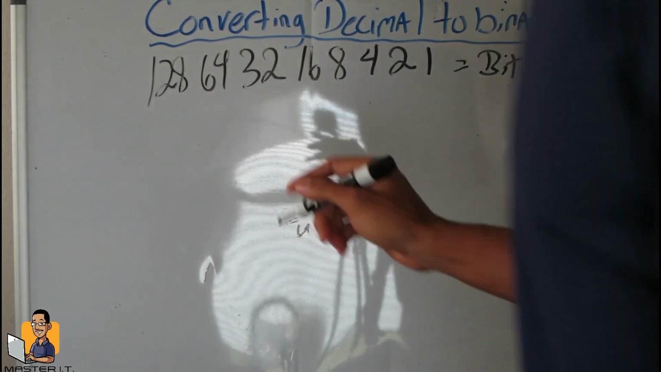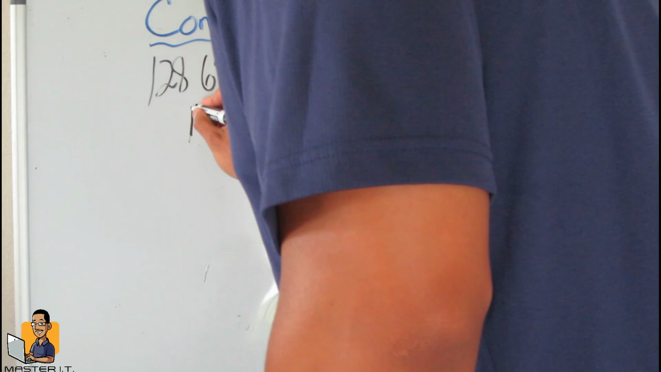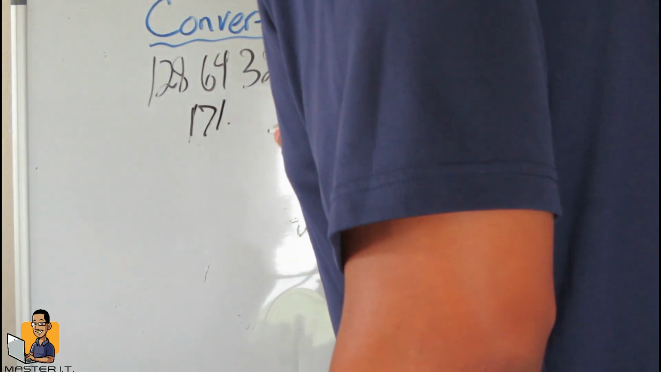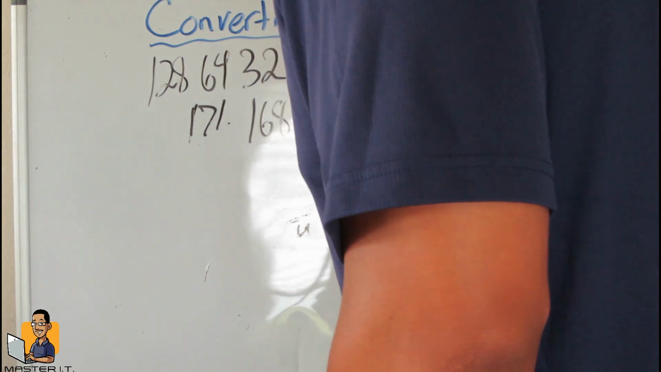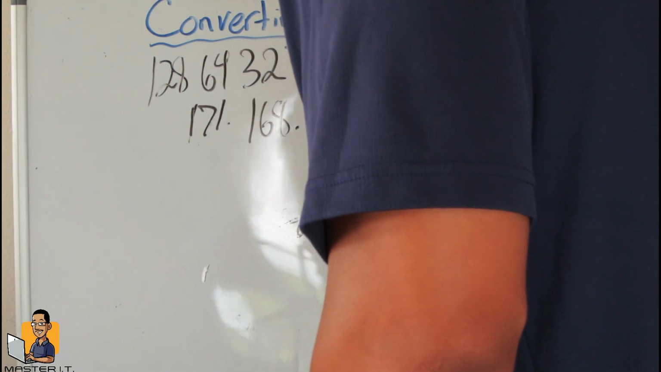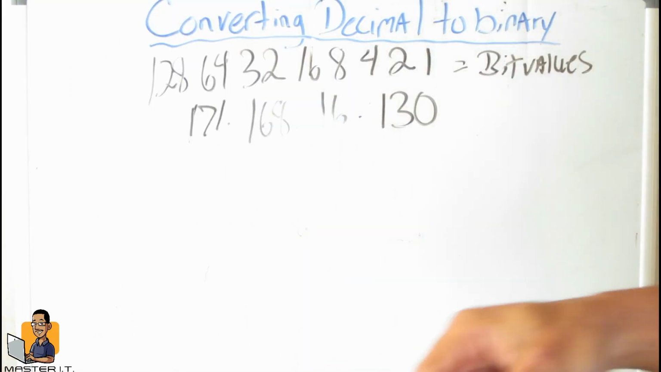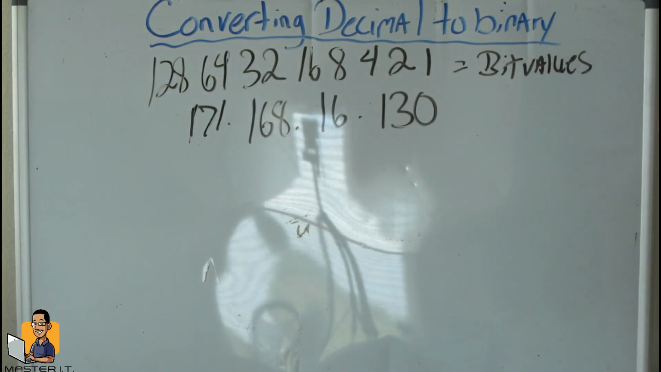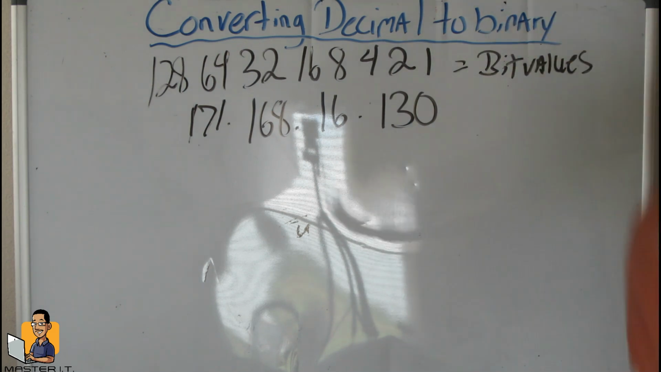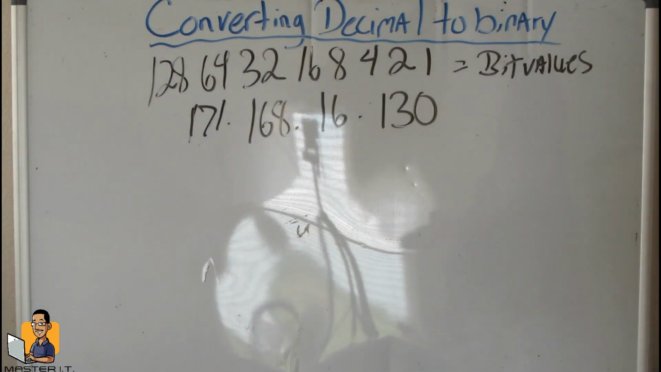So our IP address was 171.168.16.130. All we're trying to do now is convert this into binary. All we're doing is seeing if bits are on or if bits are off. Just remember, the only answer can be either a 1 or a 0. A 1 represents that the bit is on, a 0 represents that the bit is off.